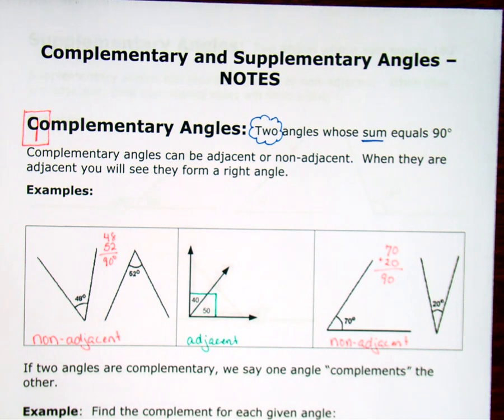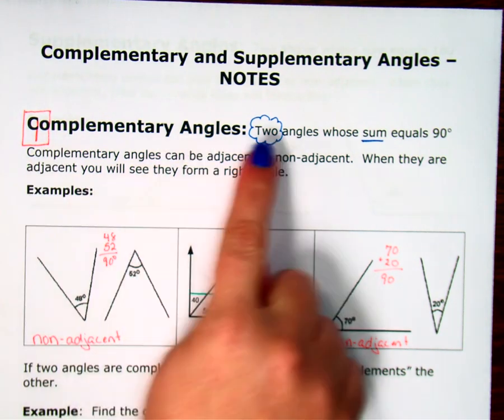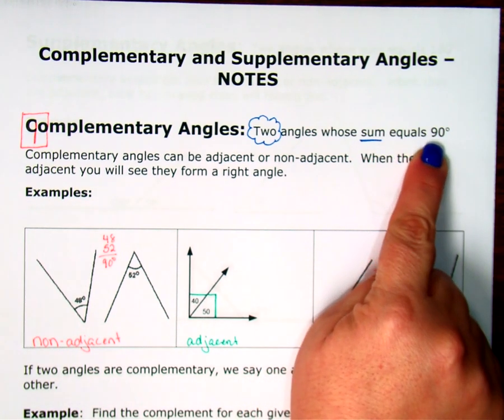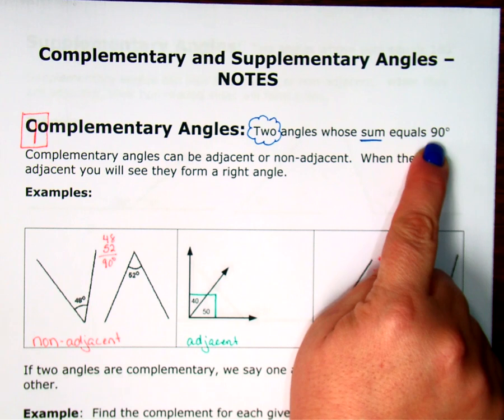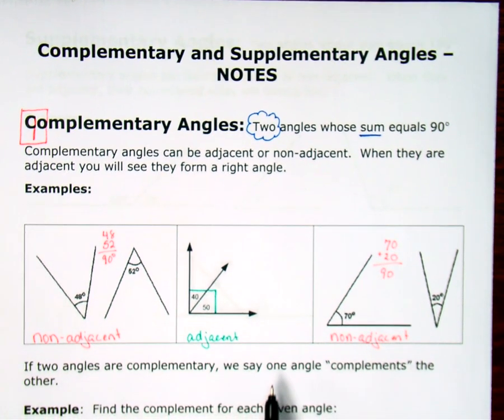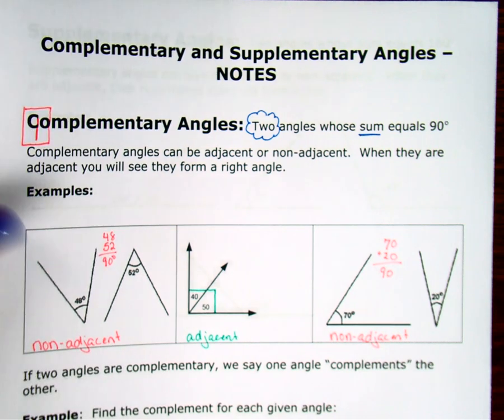Okay? So another way I kind of like to think about it, if you think about complimenting someone, it means you say something nice to them, right? And it's always the right thing to do, to say something nice to somebody. So that's another way I remember that complementary angles are two angles that add up to 90, because a 90-degree angle is a right angle. And it's always right to say something nice to somebody, right? So it's always right to give a compliment. Okay? So if one angle complements the other, that means together they make a right angle.